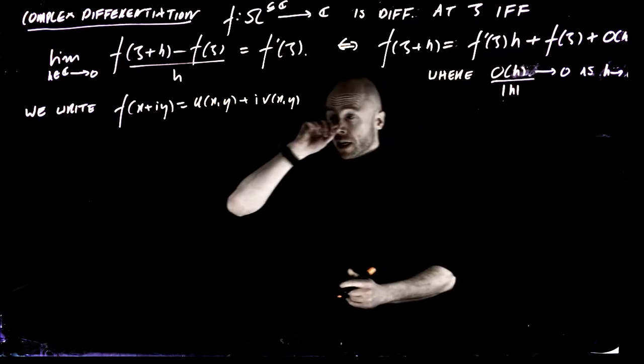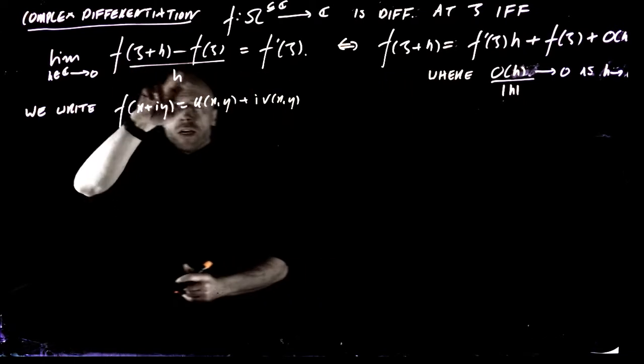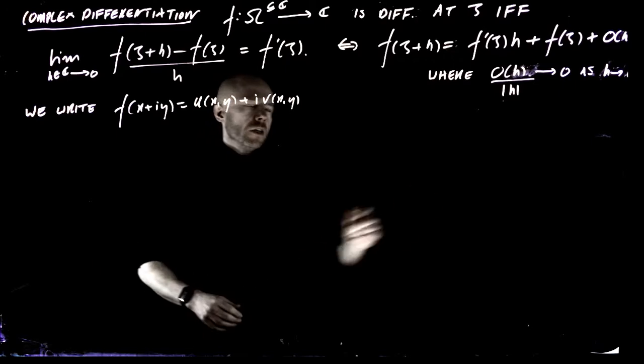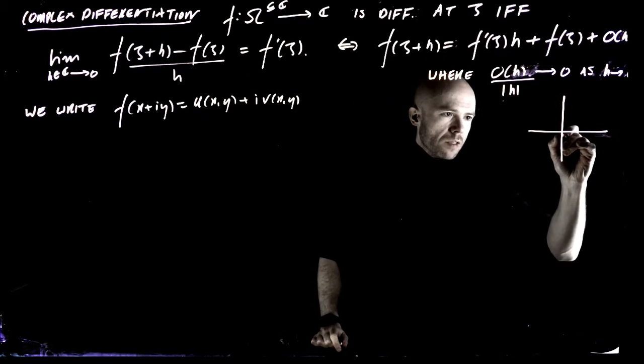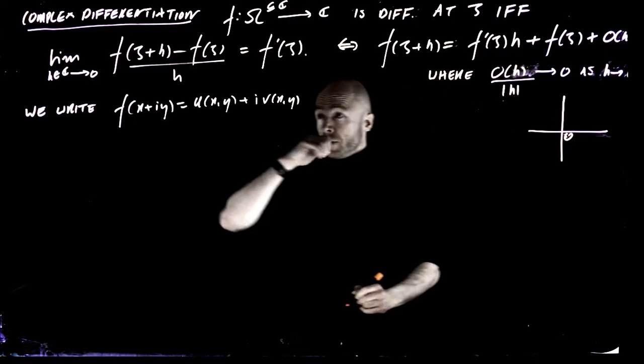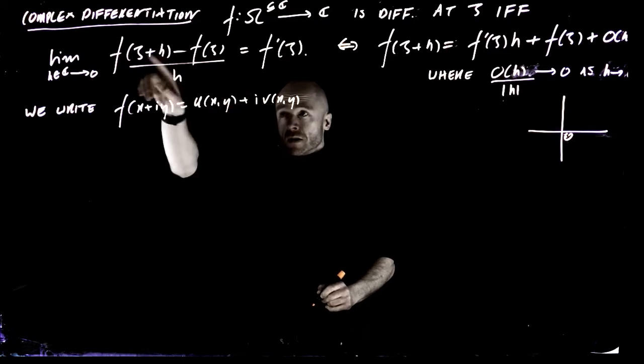And let's see the implications of the definition of differentiability. So let's take the complex plane. Here is 0, but make it bigger. And let's take the limit as h goes to 0 of this quotient.